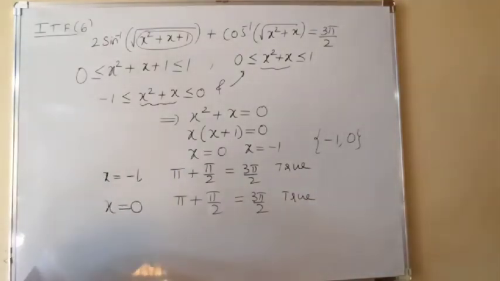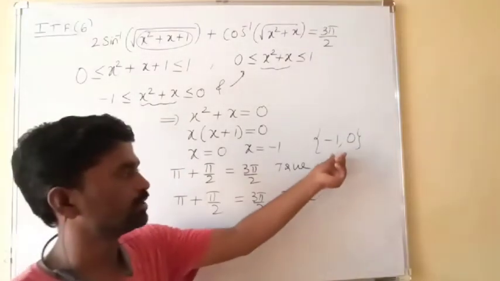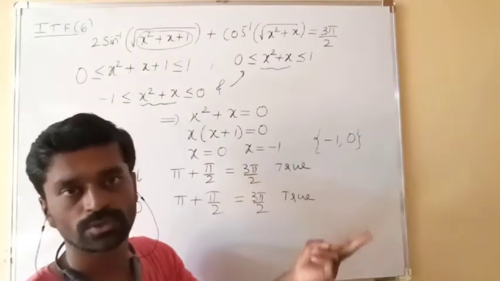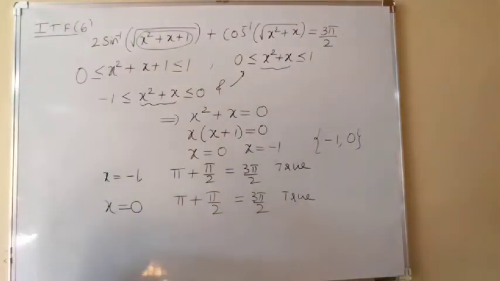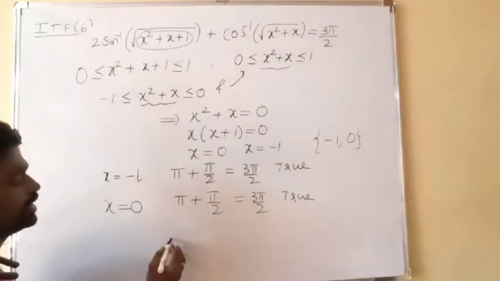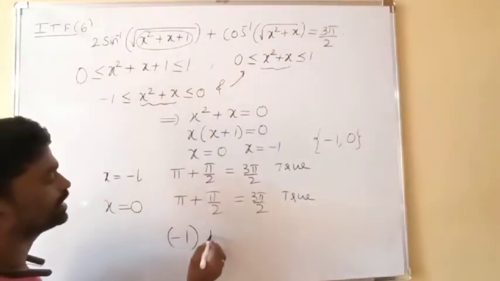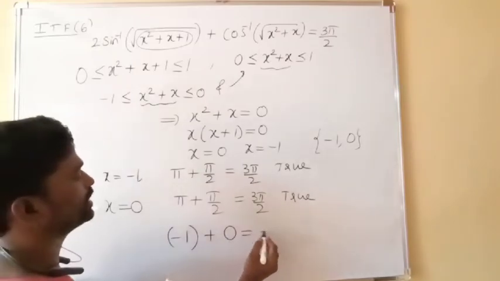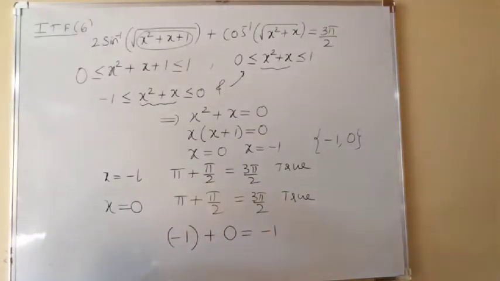That means the domain of this equation contains only two elements, and those two elements are solutions of the given equation. So the solutions are -1 and 0. And they are asking for the sum of the solutions. -1 plus 0 is -1. So this is the answer, -1.